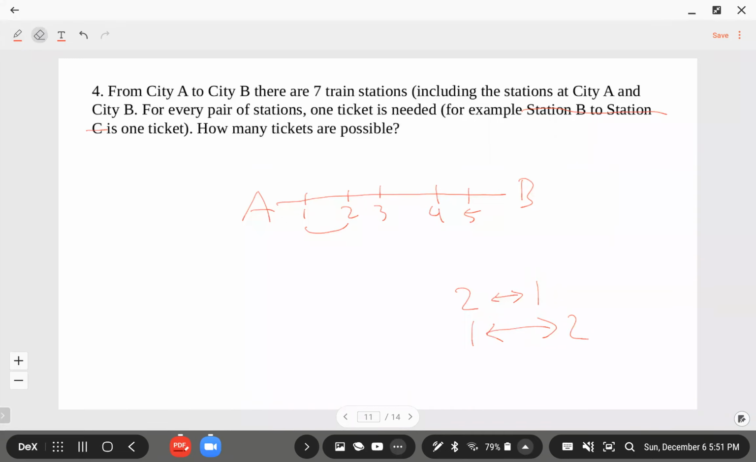So basically, we want a pair of stations, and 1 ticket is needed for every pair of stations. Say station 3 to station 5. That is also possible, or station 3 to even station B. That is also possible, but B to 3, 3 to B are the same exact thing. So don't count more than you need. So how many tickets are possible now that I'm done explaining? So please put in the chat.